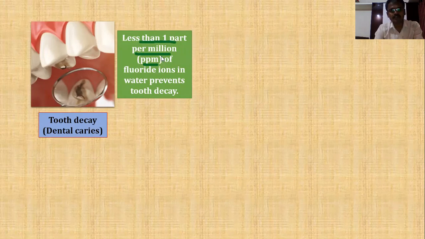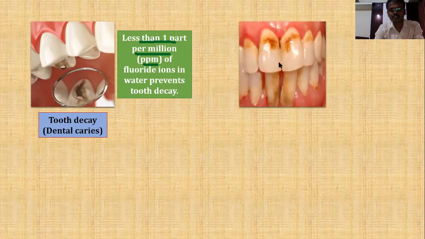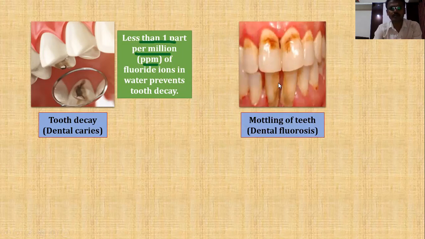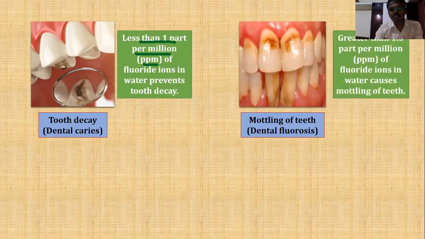Suppose the amount exceeds, if it is present in more than 1.5 parts per million, then it is going to cause a problem known as dental fluorosis or mottling of teeth. This is the situation caused if an excess of fluorides is present in drinking water, which is known as mottling of teeth or dental fluorosis. You might have seen some people having discolored teeth. That is because they consume water containing lots of fluorides. That means greater than 1.5 parts per million is going to cause mottling of teeth.